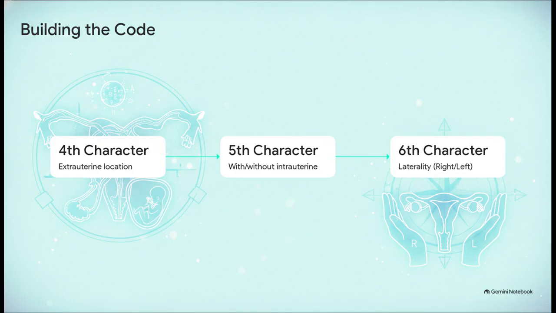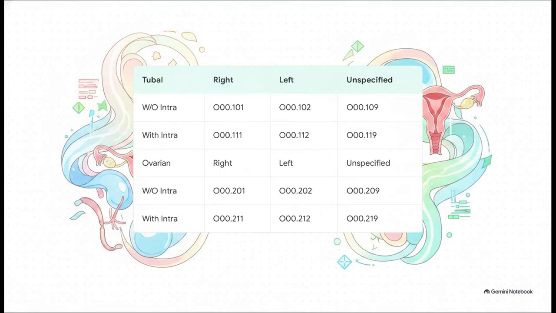And finally, step 3, your sixth character defines the laterality. Is it on the right, the left, or is it unspecified? This maps out exactly how that sixth character changes for tubal and ovarian pregnancies based on laterality. Let's trace one out together.